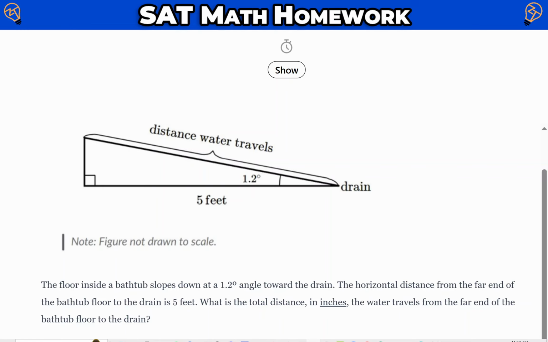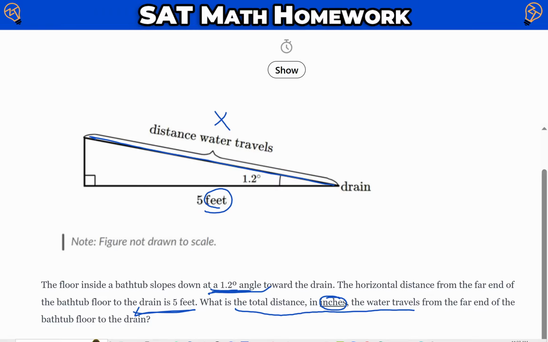So this is a pretty neat question. They're essentially explaining everything that is already in the actual drawing, so no need to pay too close attention there. But they want the total distance that the water travels. So we can call this side x. Now, keep in mind they're saying in inches and they even underline it for us, which is considerate of them. This is in feet. So we know we're going to need to do a conversion from feet to inches.